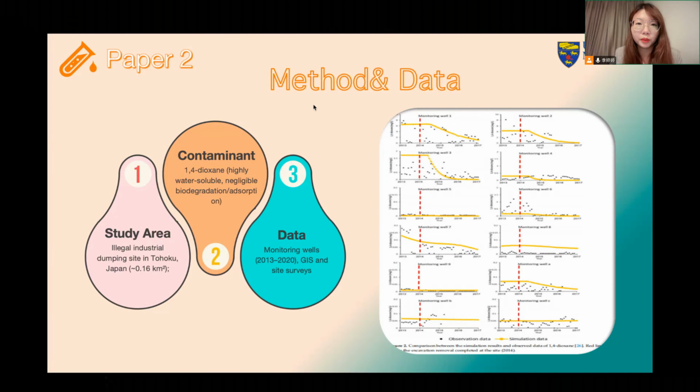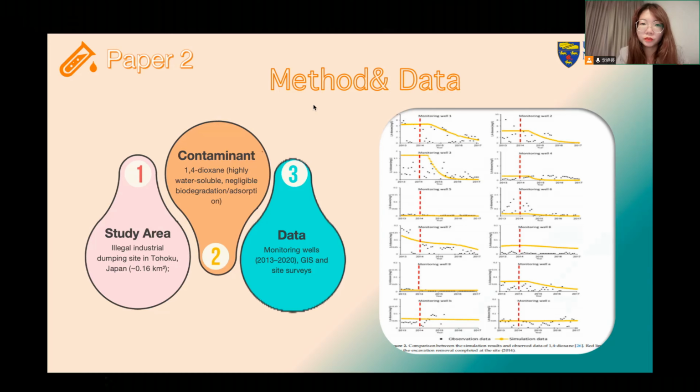In this paper, the method and data come from a study of an illegal industrial dumping site in Tohoku, Japan. The contaminant 1,4-dioxane is highly water soluble with negligible degradation and adsorption. Data monitoring used GIS and site surveys. We can see important data from this picture.